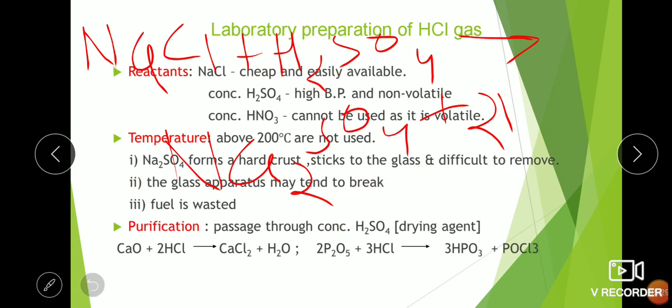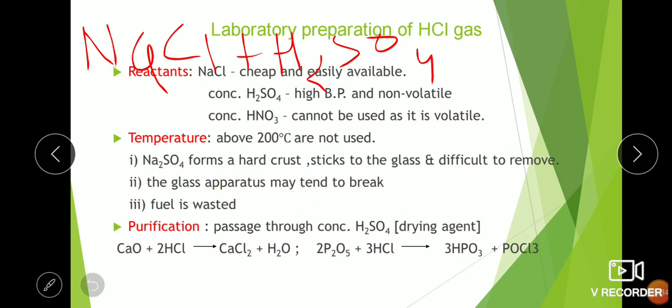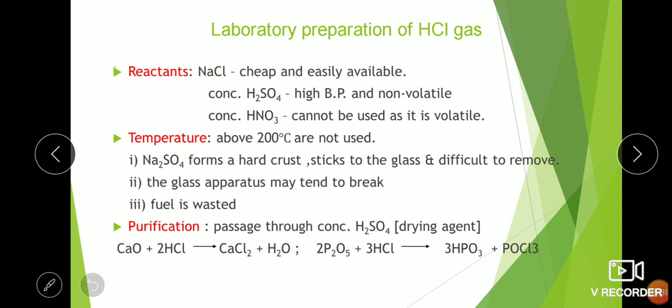The question will be, why is the temperature of the reaction maintained below 200 degrees Celsius? The reason is, above 200 degrees Celsius, Na2SO4 forms a hard crust which sticks to the glass and is difficult to remove. The glass apparatus may tend to break and the fuel is also wasted. Now, when the temperature is kept below 200 degrees Celsius, the reaction would be NaCl plus H2SO4.